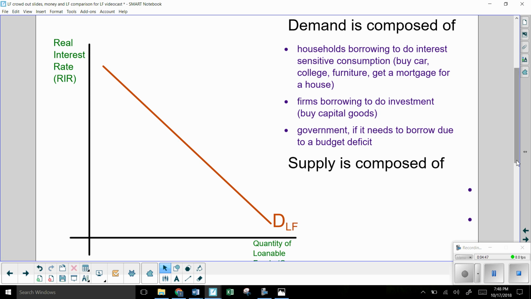So that's kind of a bit about that demand for loanable funds. We're going to build in the government later. Right now, we'll just think about demand for loanable funds as having these 2 components right here. Okay?